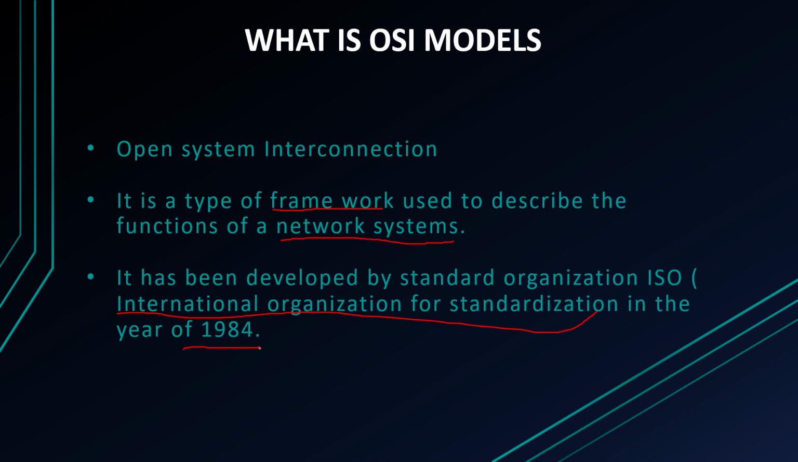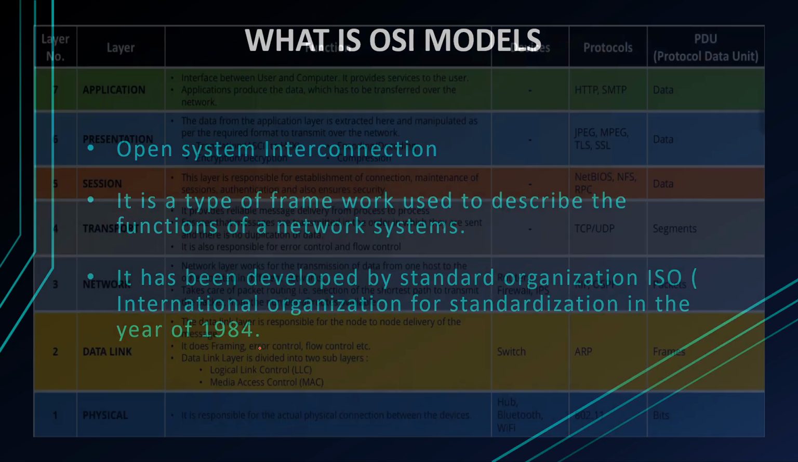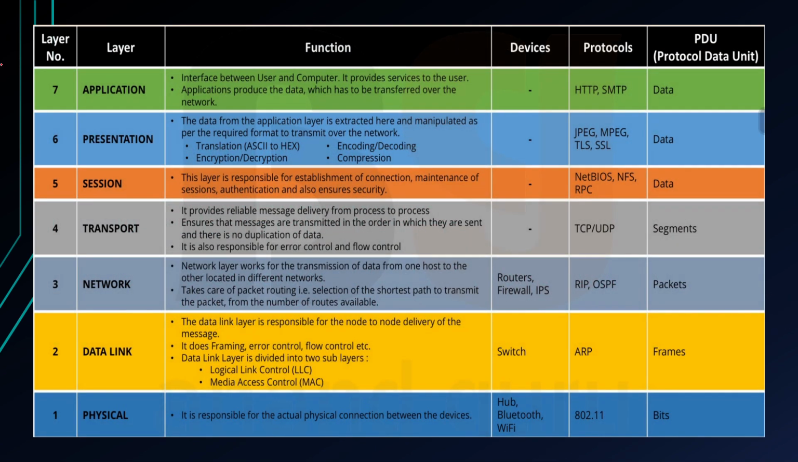For example, if you want to send your data from one device to another device, the OSI model is used. So let's see next. You can see here the application layer, presentation layer, session layer, transport layer, network layer, data link layer, and physical layer. In the OSI model there are 7 layers, numbered in reverse: the seventh is application, sixth is presentation, fifth is session, fourth is transport, third is network, second is data link, and first is the physical layer.